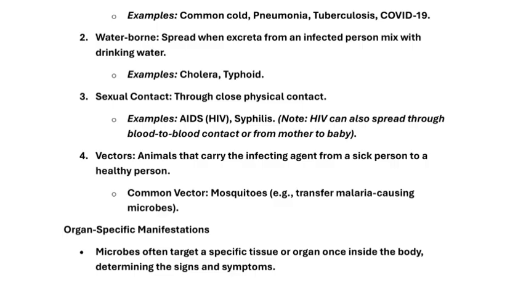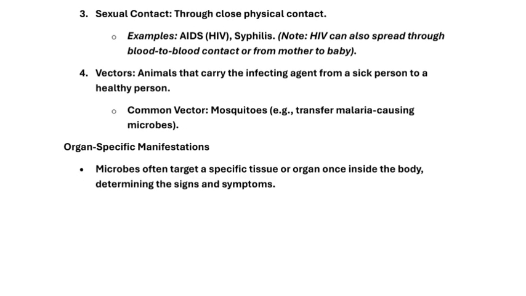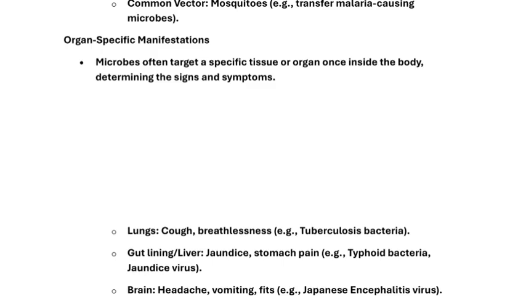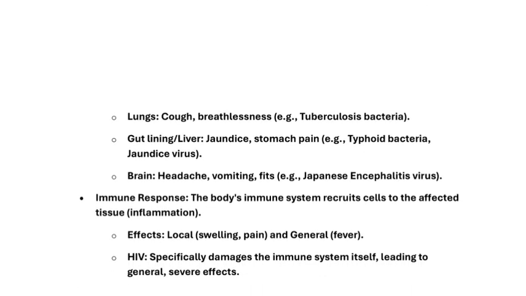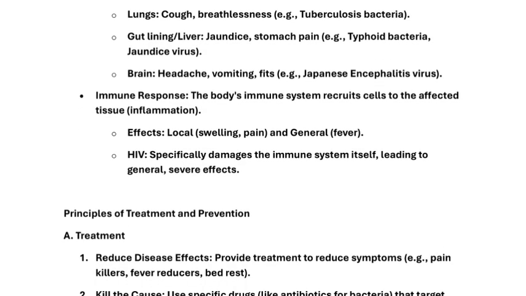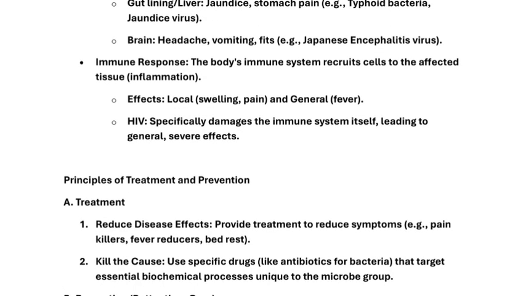4. Vectors: animals that carry the infecting agent from a sick person to a healthy person. A common vector is the mosquito, for example transferring malaria-causing microbes. Organ-specific manifestations: microbes often target a specific tissue or organ once inside the body, determining the signs and symptoms. Lungs: cough, breathlessness, example tuberculosis bacteria. Gut lining/liver: jaundice, stomach pain, example typhoid bacteria, jaundice virus. Brain: headache, vomiting, fits, example Japanese encephalitis virus.